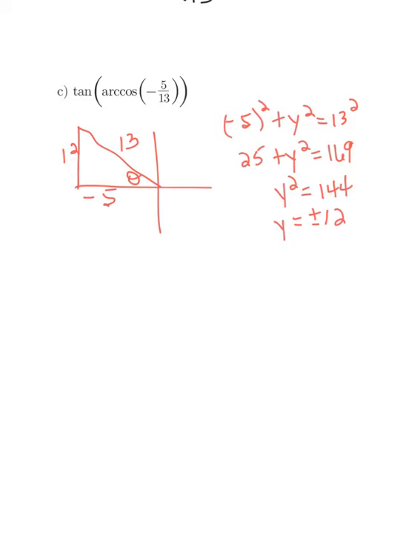Now we want to do the tangent for that angle theta. The tangent is going to be the y over the x, so we're going to have 12 over negative 5. Done.